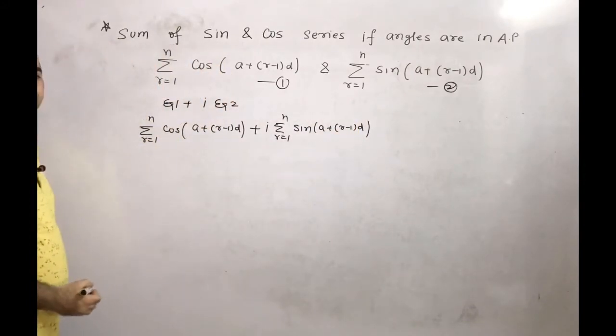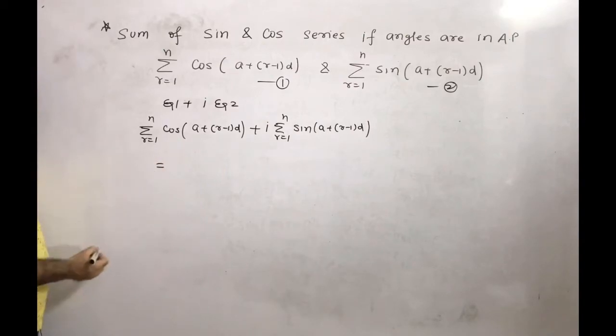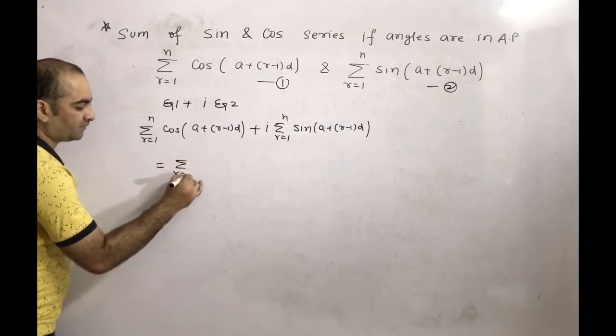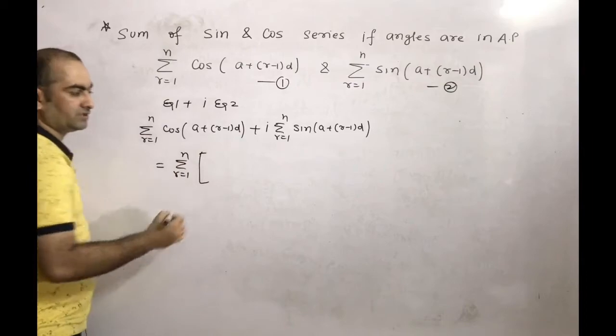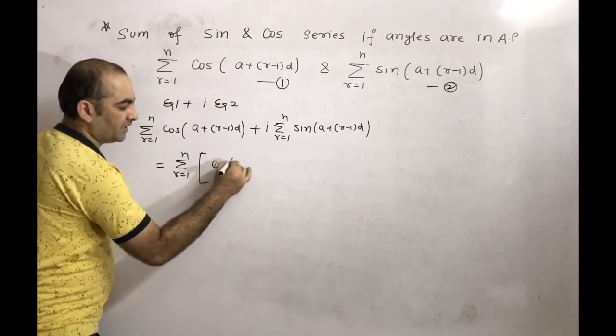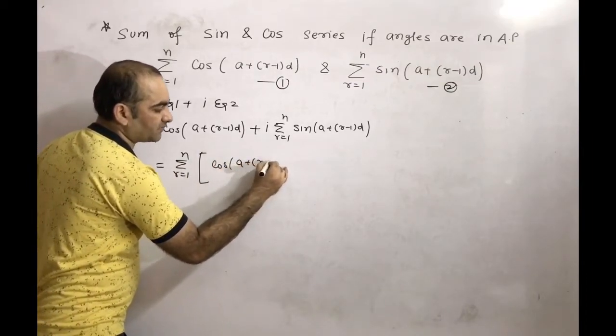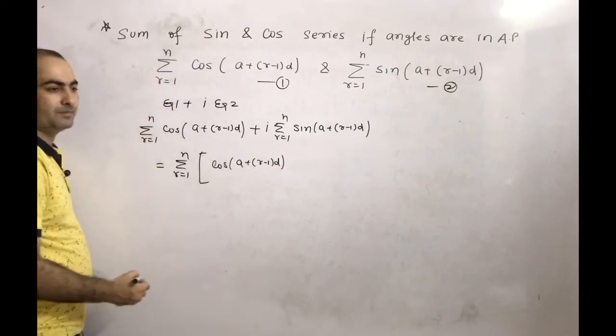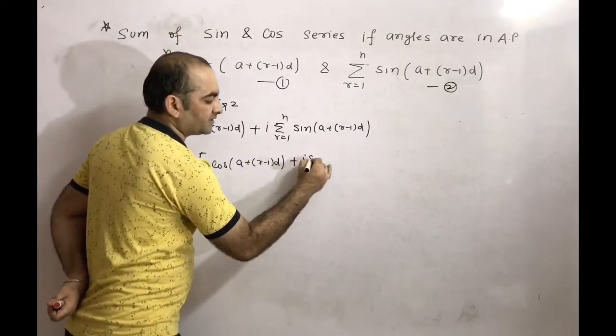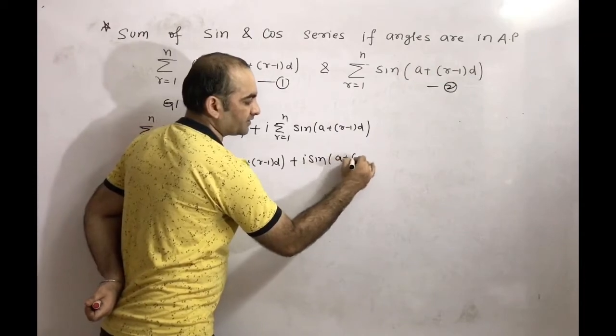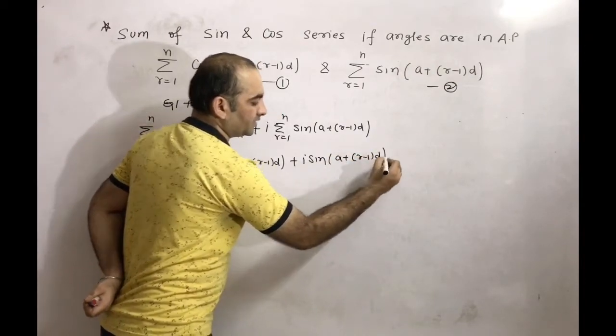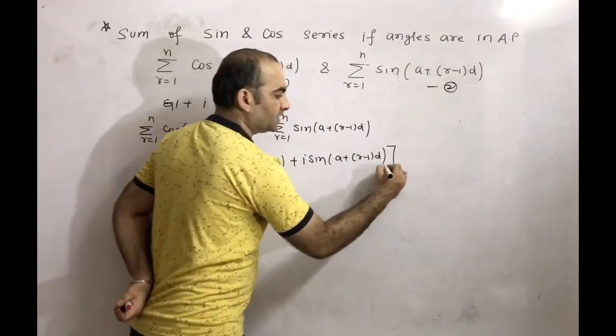This will come. So this one we can write as what? Sigma common, r equal to 1 to n. This is common. So this will come what? Cos of a plus r minus 1 into d plus iota times sine of a plus r minus 1 into d. This will come.